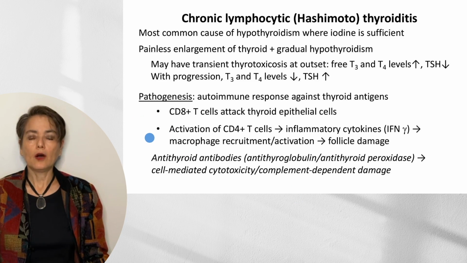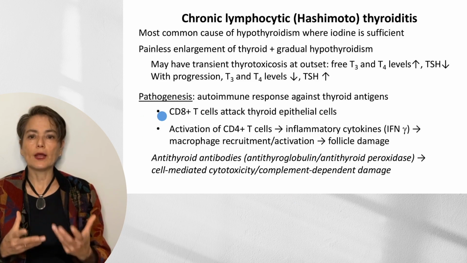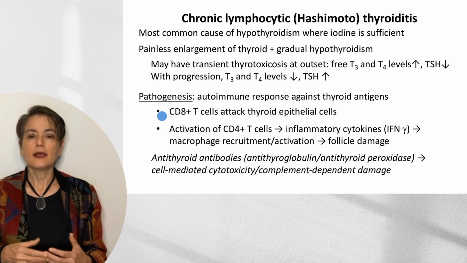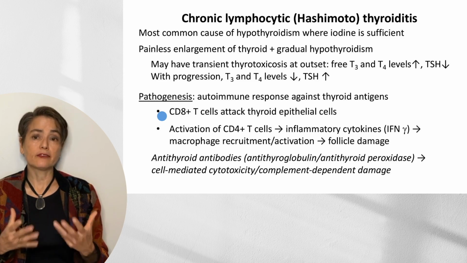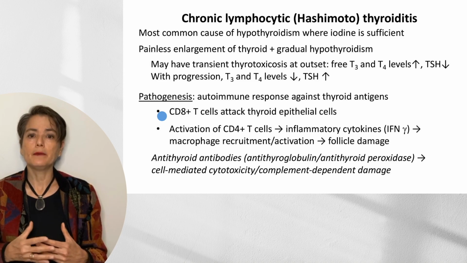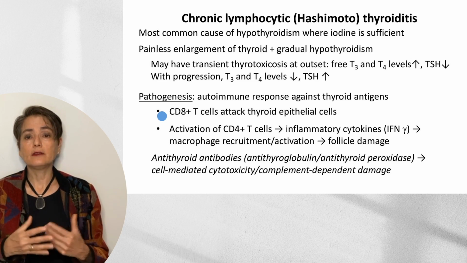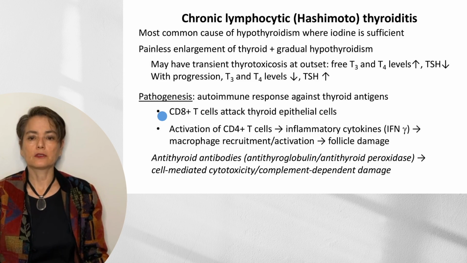Okay, so what causes Hashimoto thyroiditis? We have CD8 positive T cells that are going to directly attack the thyroid epithelial cells, and we will have activated CD4 positive T cells that are going to release inflammatory cytokines like interferon gamma, which will recruit and activate macrophages, causing direct follicle damage.